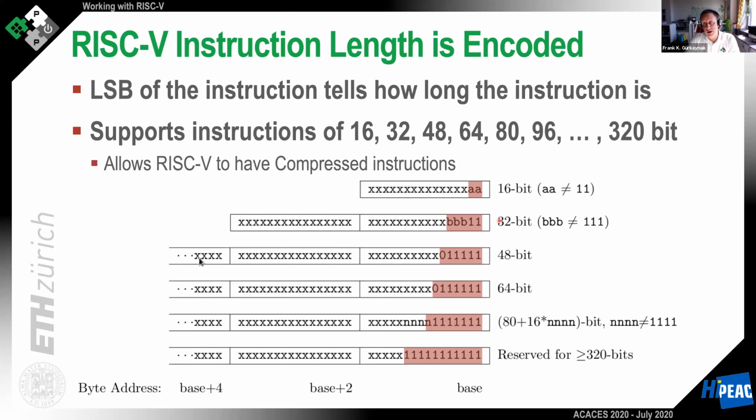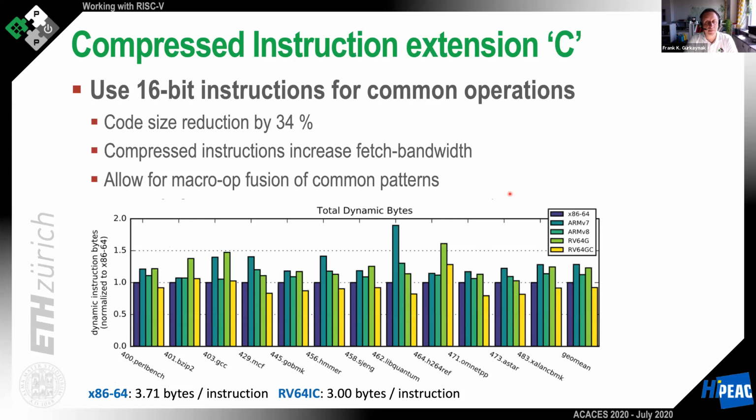Now, the good news is that when we have a 32-bit architecture, we still have the option of defining instructions that are only 16 bits long. This is what we call compressed instructions. If you have some common instructions that do not have so many parameters, there is a C extension, and it defines a number of instructions that fit into these 16 bits. By using them, you can actually reduce the size of your code.